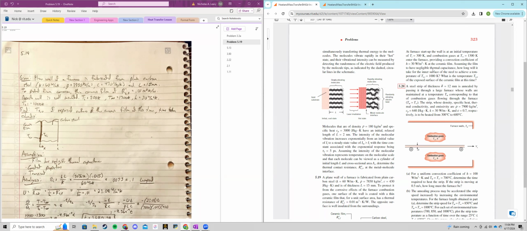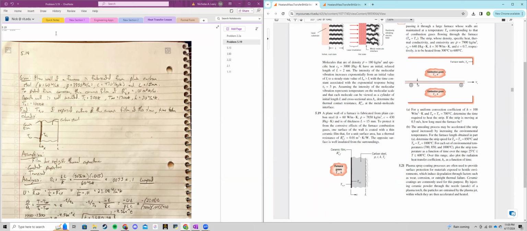Assuming that the film has negligible thermal capacitance, it's asking for how long will it take the inner surface of the steel to achieve a temperature of TSI equals 1000 K. And then it finally asks what is the temperature TSO of the exposed surface of the ceramic film at this time. So that's that temperature out here.